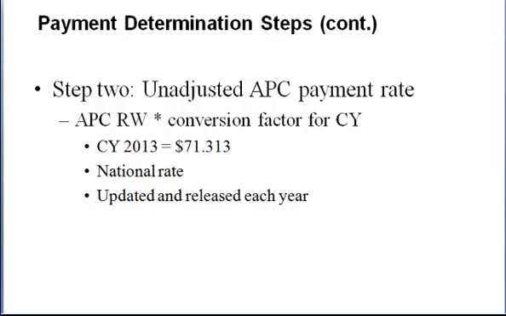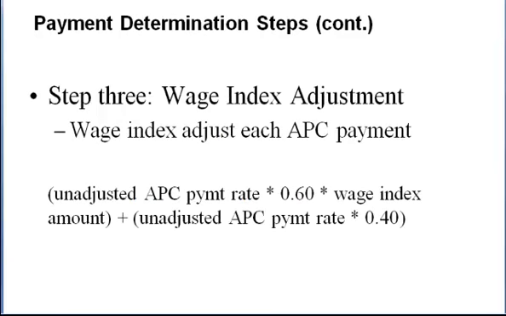Step 2 is when the APC payment rate is established. The payment rate is calculated by multiplying the relative weight for that APC by the conversion factor for the current year. Step 3, the wage index is adjusted to the national unadjusted facility component. The facility component of the APC payment rate is wage index adjusted. The formula is listed here.